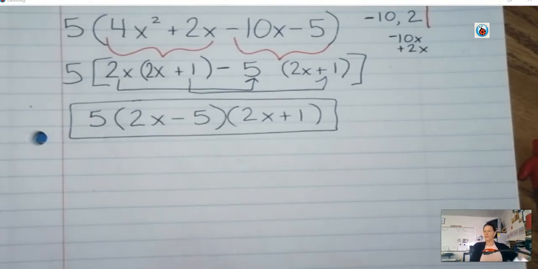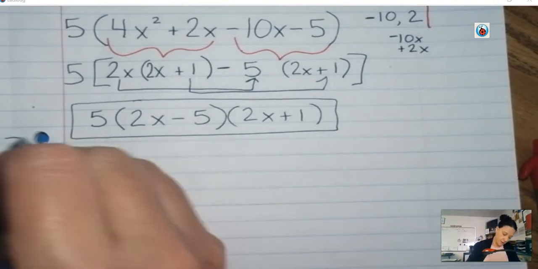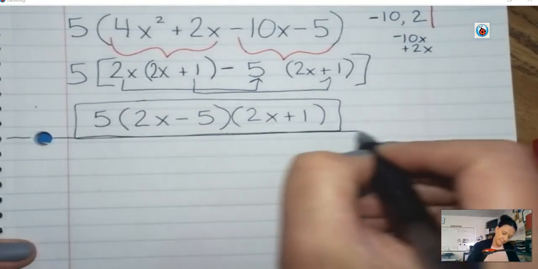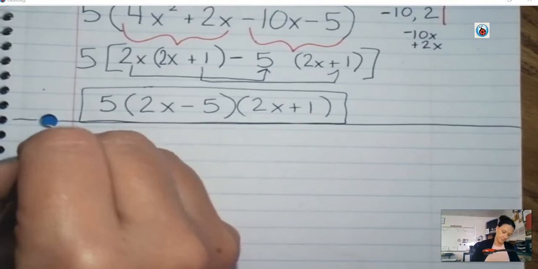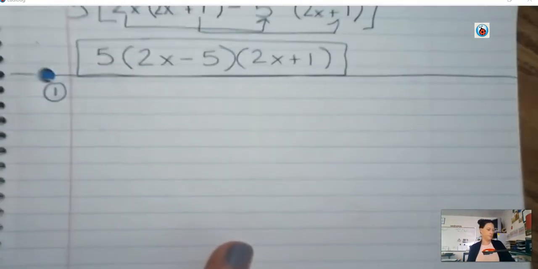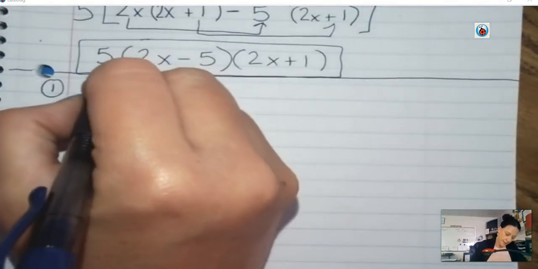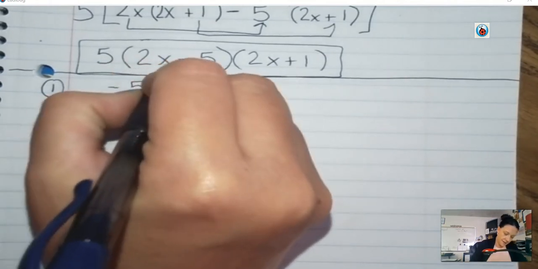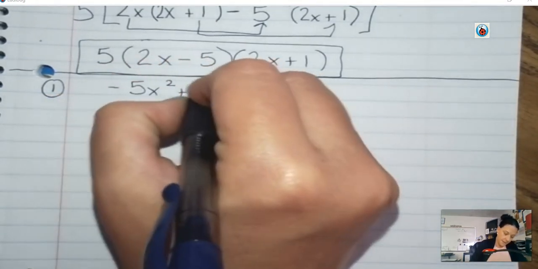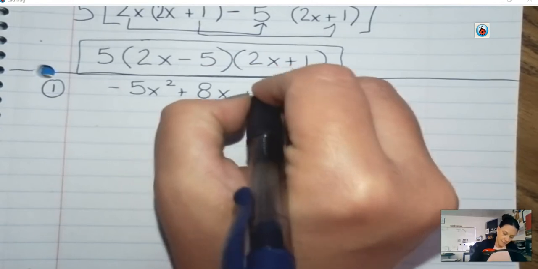Okay, how are you feeling so far? Okay, we're going to do one more. I'm going to start it with you, and then you're going to finish it with your groups. Negative 5x squared plus 8x plus 4.